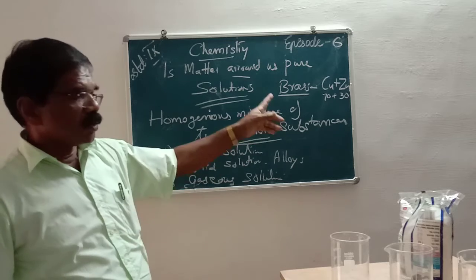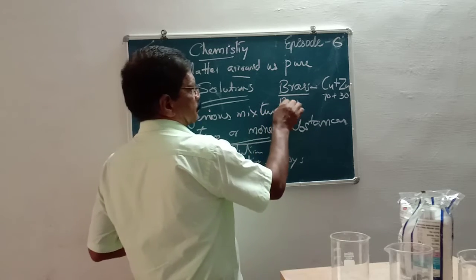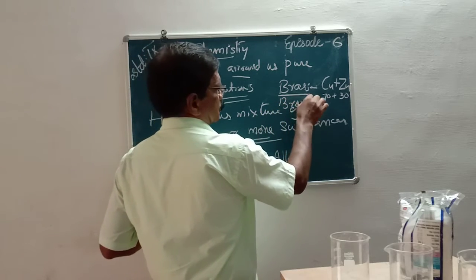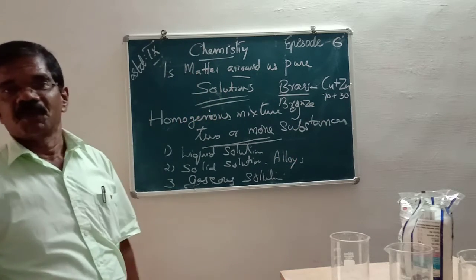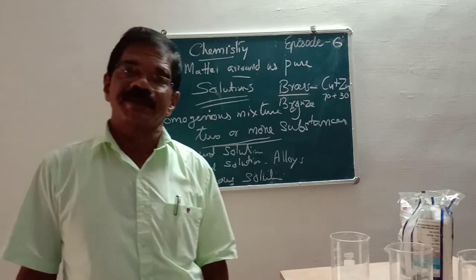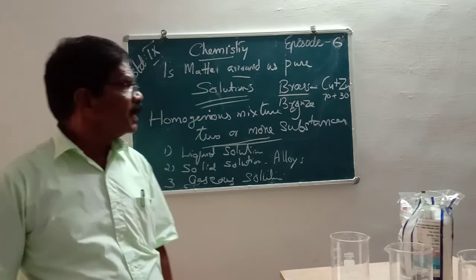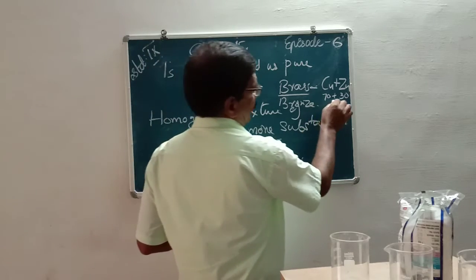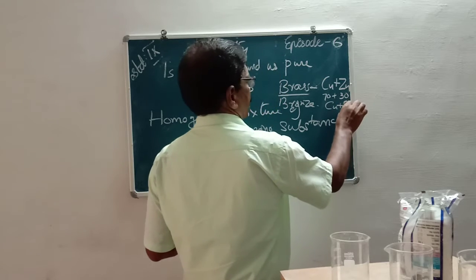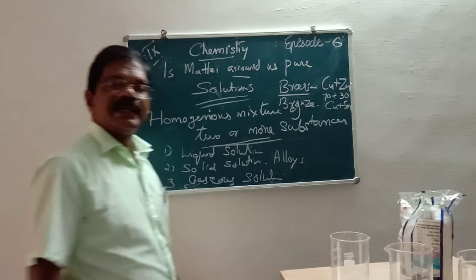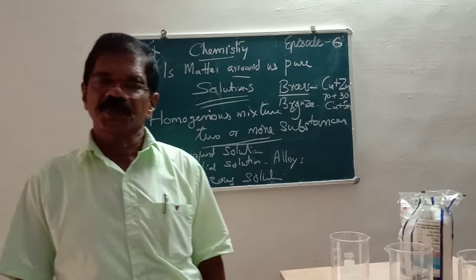The other example is bronze. You have heard about the bronze medal, gold medal, silver medal, bronze medal. Bronze means copper and tin. Bronze is made of the metals copper and tin. That's an alloy, a solid alloy.